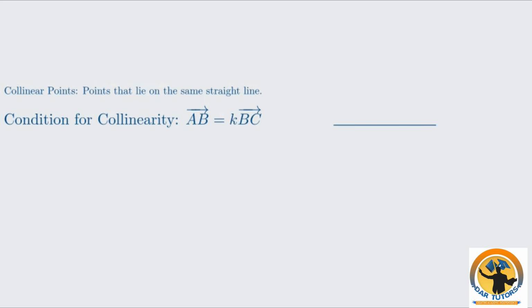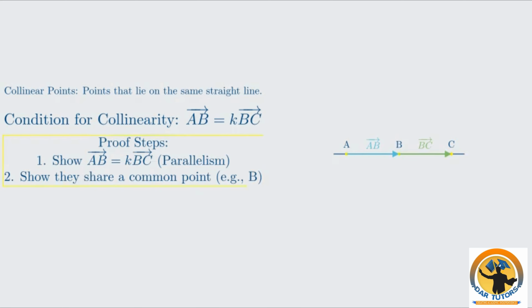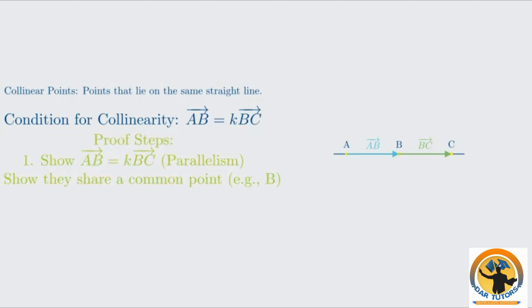But parallelism alone isn't enough. For example, 2 parallel lines have parallel vectors, but the points on one line are not collinear with the points on the other. The crucial second part of the proof is to show that the 2 vectors share a common point. In our case, both AB vector and BC vector share the point B. Because they are parallel and share a point, they must lie on the same line. This 2-step process is the standard method for proving collinearity using vectors.